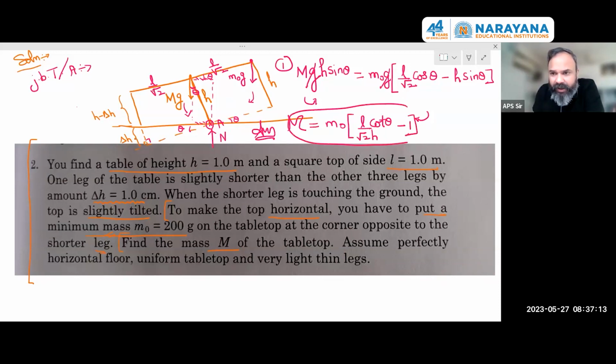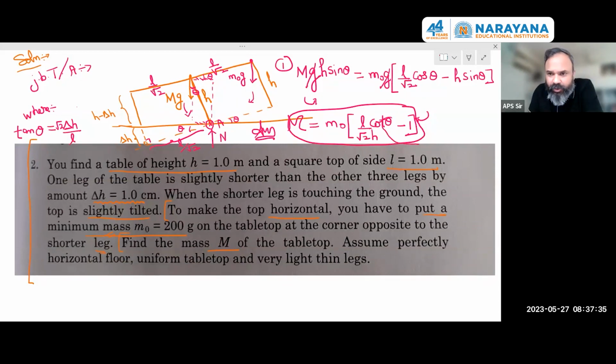So you should be getting this as your answer, where that theta was not given. Let me just write that term here. This is L by root 2. So this distance here is L by root 2. So I should be writing tan theta. In fact, directly I could have written cot. So tan theta is delta H upon L by root 2 term.